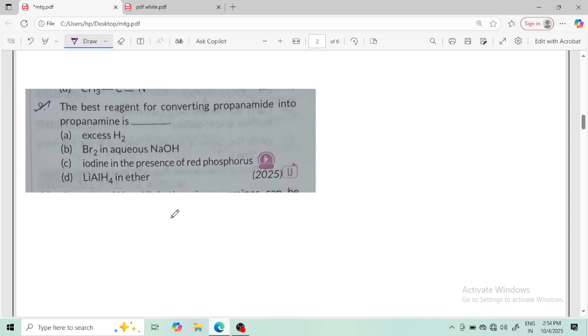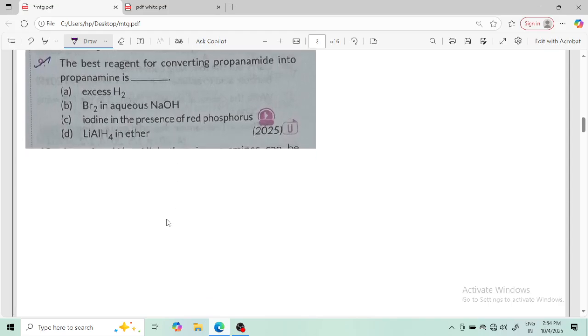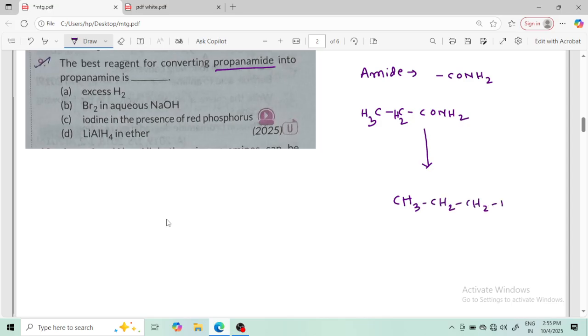Now the next question is, what is the best reagent for converting propanamide into propanamine? So what is propanamide? An amide has the functional group CONH2. Propan means 3 carbons, so 1, 2, 3 and then CONH2, so 3 carbons done. Then you satisfy the hydrogens, so CH3 and then CH2. So this is propanamide. Now it's giving propanamine. Propanamine means 3 carbons, CH3 CH2 CH2, and amine means NH2 will be there.